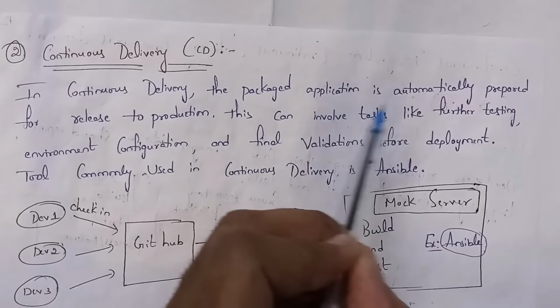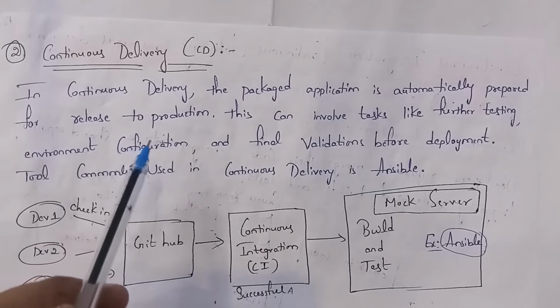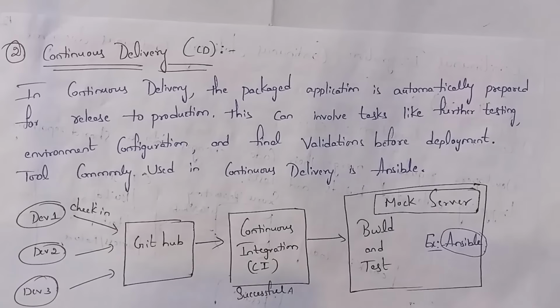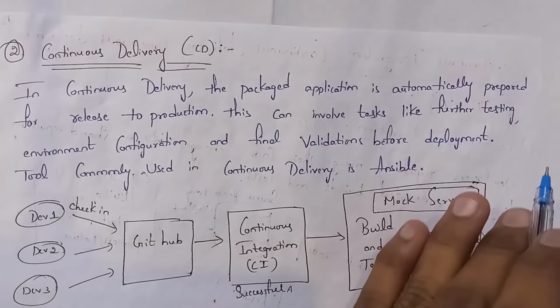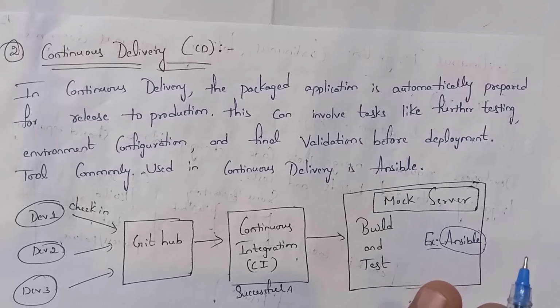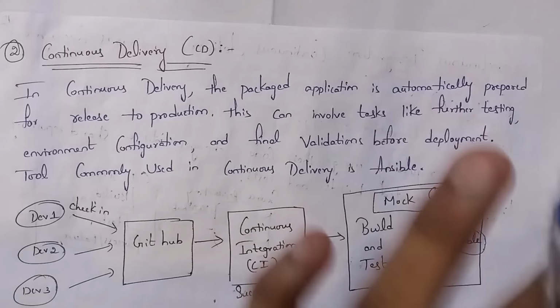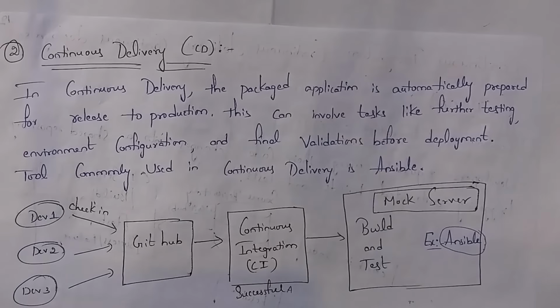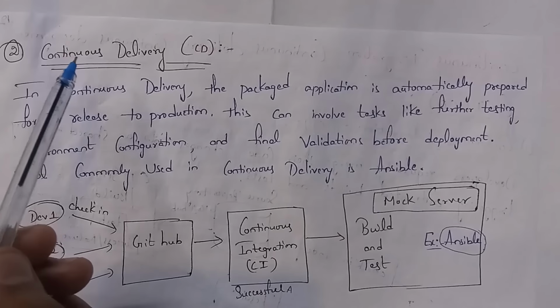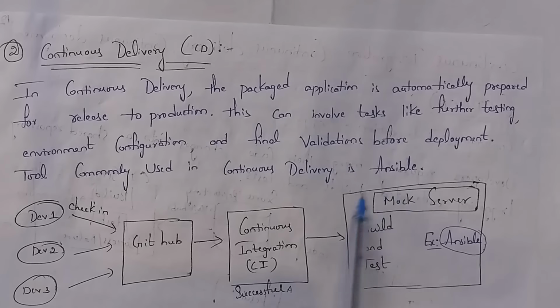This can involve tasks like further testing, environment configuration, and final validation before deployment. So after placing the application in the dummy server, they will perform further tests, like whether the application is working smoothly after placing it into the server, and whether there are any errors. It is considered the final validation before deployment. Before actually placing the application into the original server, this is the final verification. If everything goes well here, then they will place that application into the actual server.